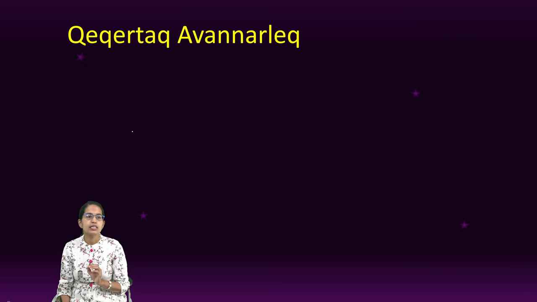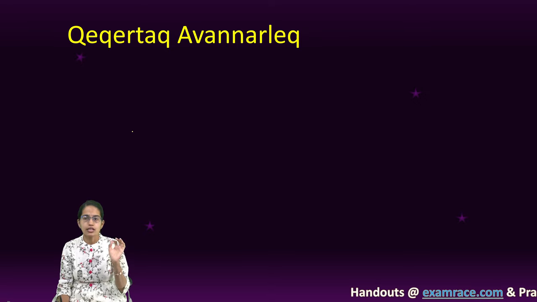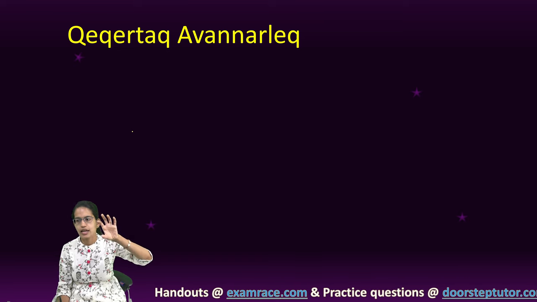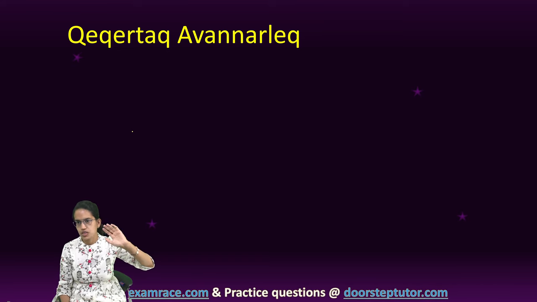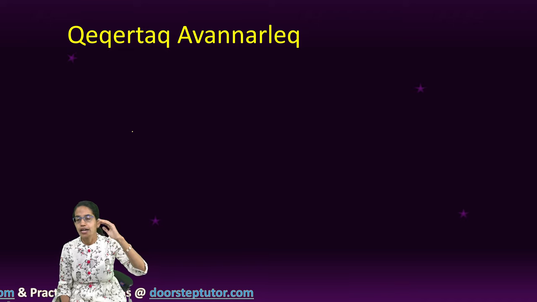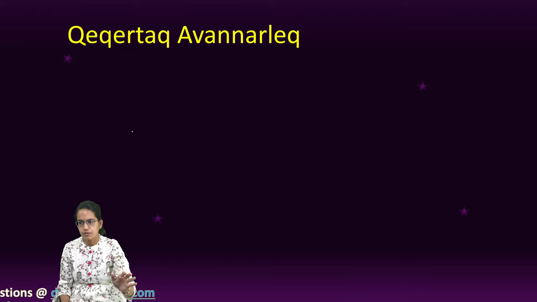The next is the Qeqertaq Avannarleq. Now this is the northernmost island discovered in the Greenland area. It is made up of sea mud, seabed mud and moraines, and global warming has been impacting it significantly.